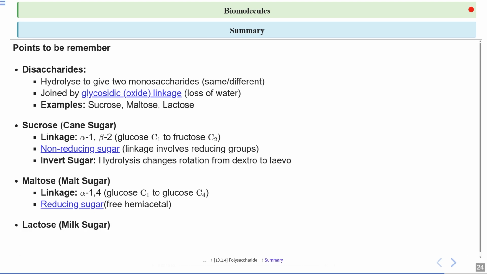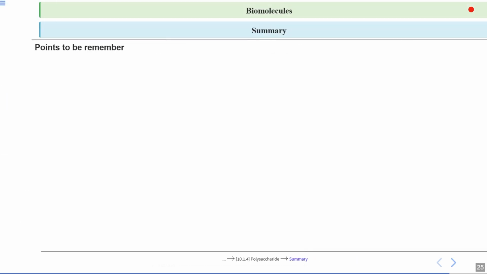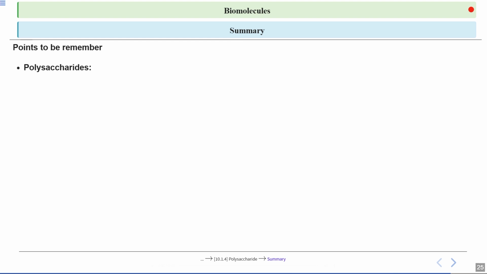Then we talked about lactose, which is a milk sugar. Lactose has a beta 1,4 linkage, which means the first carbon of galactose is joined to the fourth carbon of glucose. And like maltose, lactose is also a reducing sugar because it has a free hemiacetal group. Then we talked about polysaccharides. So those were disaccharides.